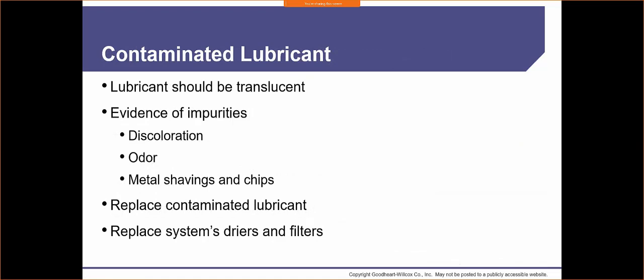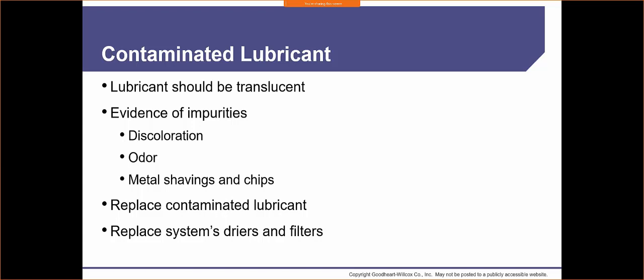Contaminated lubricant. Lubricant should be translucent. All right, that means it should be clear. If I look at it, I shouldn't see any particles or anything else in there, and it shouldn't be discolored. So we've got discoloration, we've got the odor, there may be a smell to it. Could be metal shavings and chips.